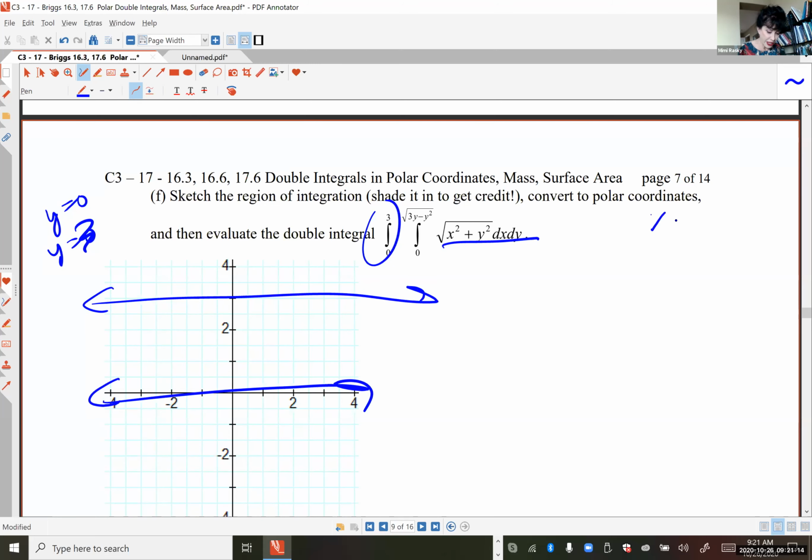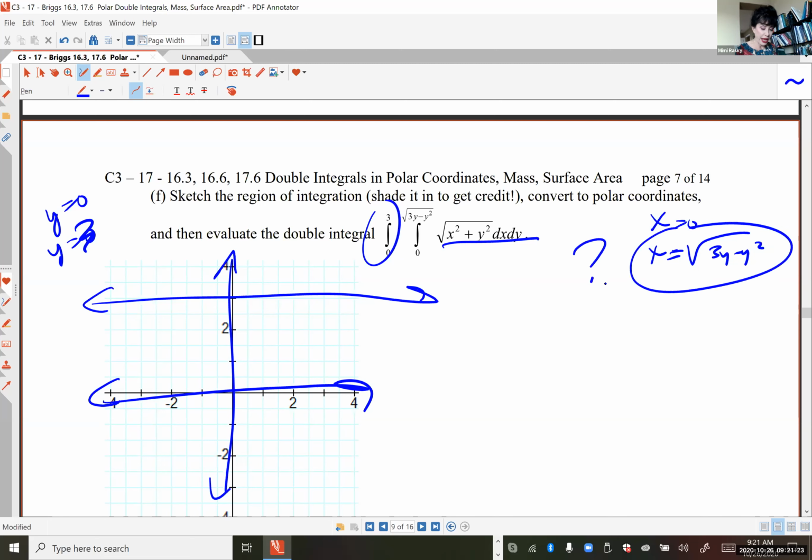And then you're going to graph x equals 0, x equals, oh my God, what the heck does that look like? If you want to figure out how that graph is going to look, you could parameterize it: y equals t, x equals square root of 3t minus t squared, and use your graphing calculator in parametric mode, and you'll see what it looks like.